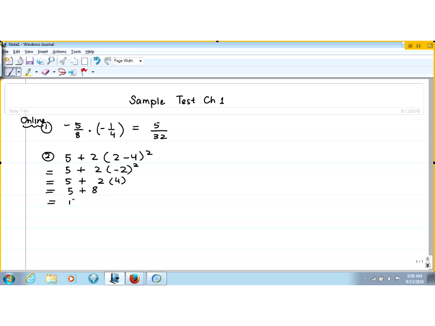So anything that you do in your head, you don't have to write it as a step. Yeah, so some of you say, oh, I could do this in my head. So this is negative 2 squared, that's 4. 2 times 4 is 8. This is 13. Yes? I didn't have to write my step because I wasn't reading it in parentheses.